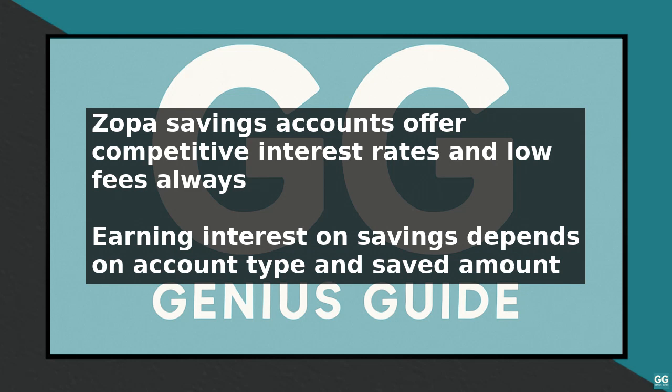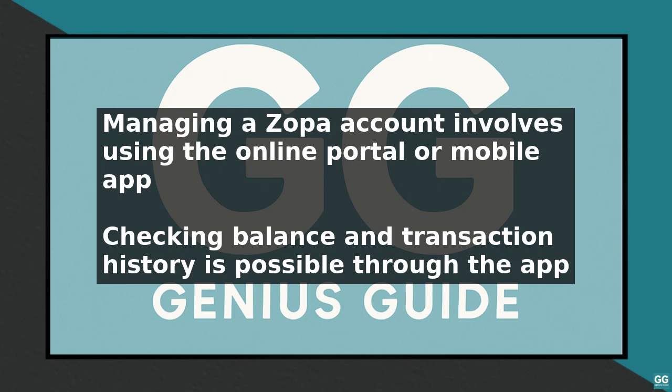To get the most out of your Zopa savings account, it is a good idea to set up a regular savings plan. This can be done by setting up a direct debit to transfer a fixed amount of money into your savings account each month. You can also set up alerts to remind you when your savings goals are approaching.